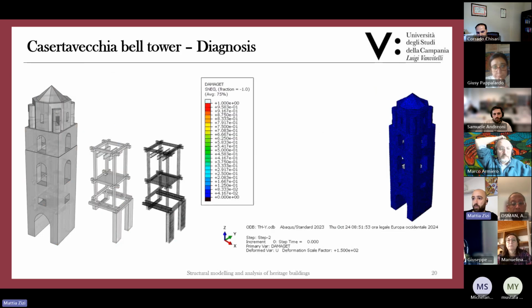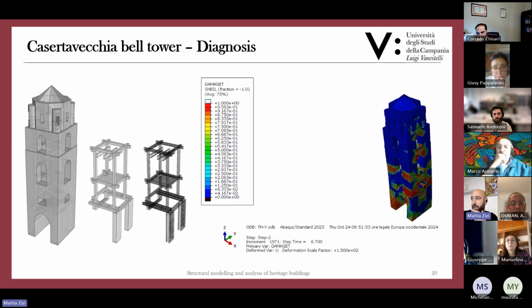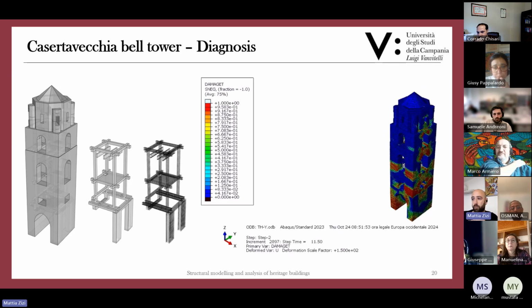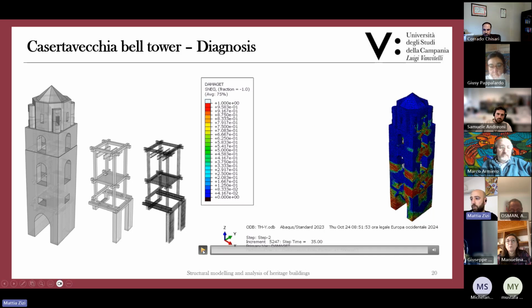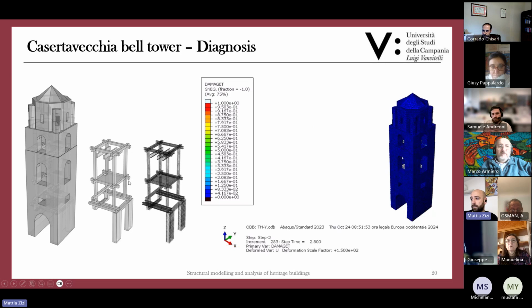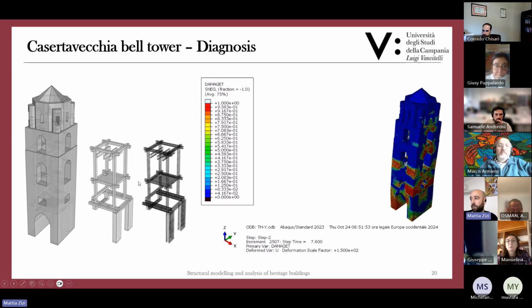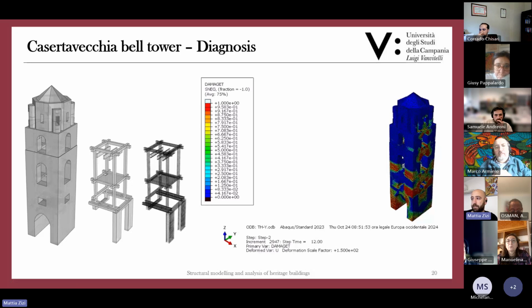Structural assessment that, of course, included both the masonry part and also the reinforced concrete part, and was performed by means of finite element analysis by adopting the macro modeling approach that Corrado discussed before, and allowed us to perform some seismic analysis. And in this case, for example, we simulated the presence of an earthquake by applying some acceleration at the base of the tower.